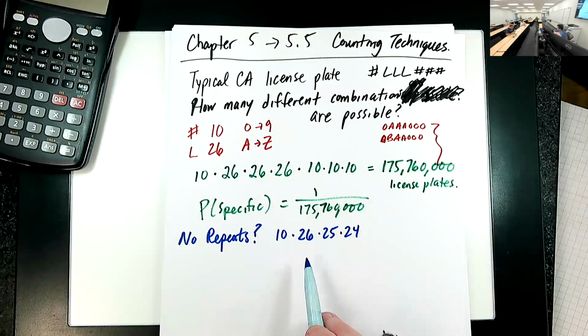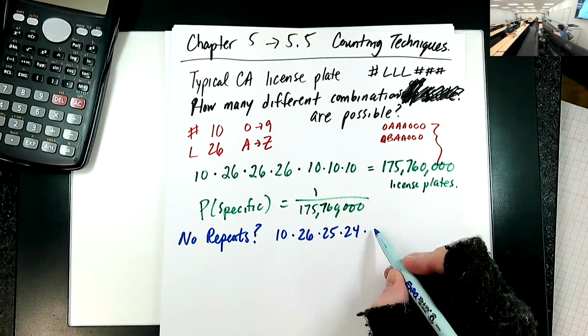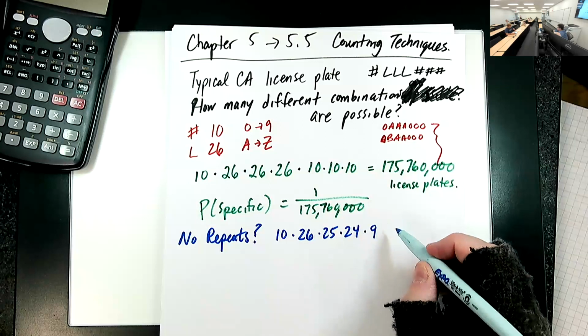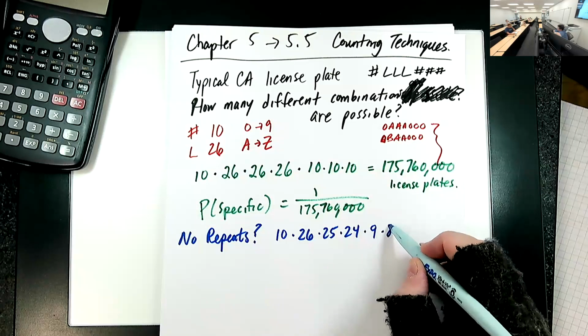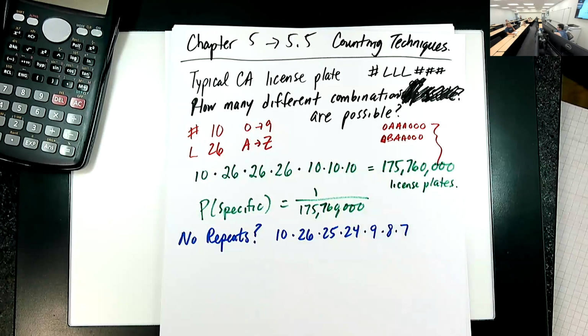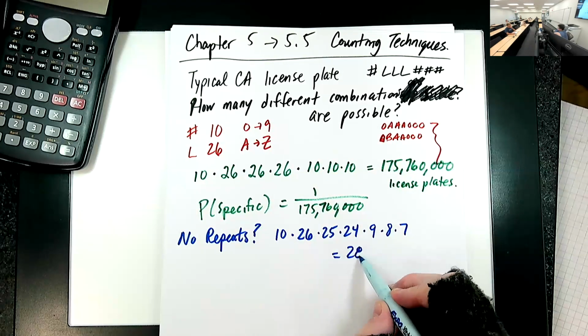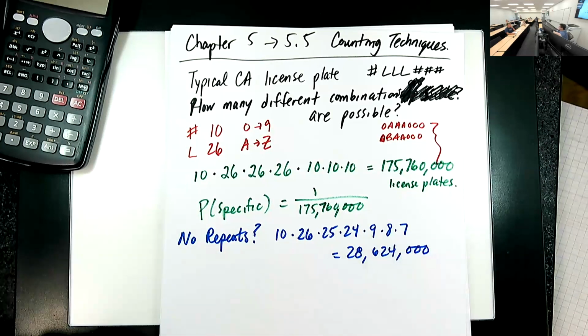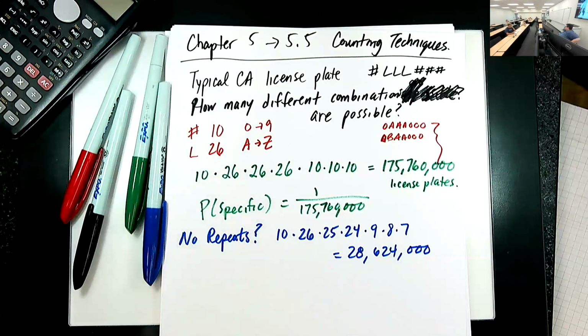You'll notice that as we use one more of an item, the number just keeps decreasing. That's going to happen when we go back to numbers. There was 10, but let's say we use the 8. We can't use the 8 anymore. There's only 9 options there. And you'll see this goes down for the remaining 2, and we'll have that to multiply. And that is 28,624,000, which is still a lot of plates, but a lot less.